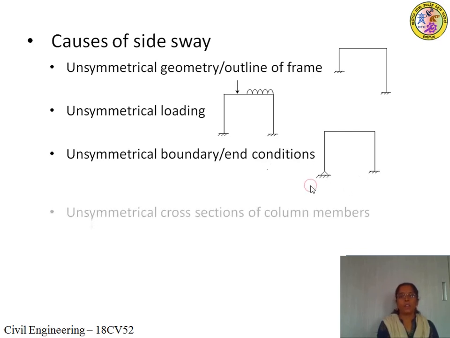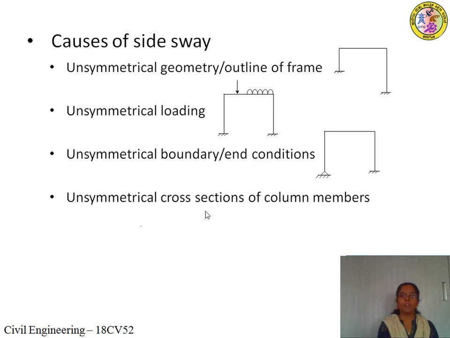Then the next condition is unsymmetrical cross section of column members. That means we have a symmetrical outline of the frame, but the geometry of the vertical members is different. Suppose the left column has one I and the right column has two I, then it becomes a sway frame even though boundary conditions are the same and outline is the same. If the vertical members have different cross sections, then also the frame is a sway frame.